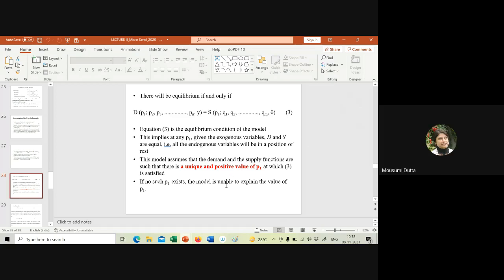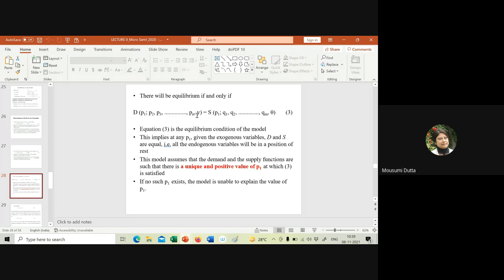I didn't explain these things yet, I am going to explain this. Here I am writing that at any P1, given the exogenous variables, D and S are equal. When I am writing these things, I am considering all exogenous determinants, that is prices of other commodities and income for the demand curve, and input prices and technology for the supply curve.